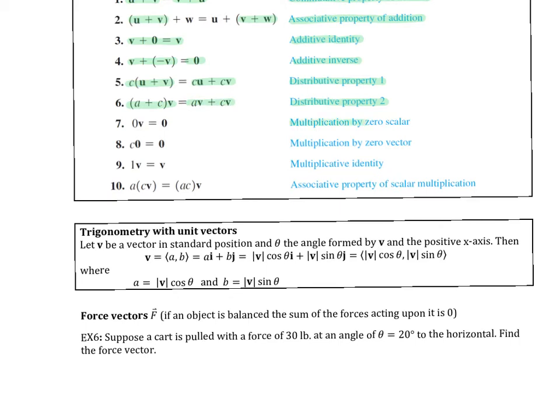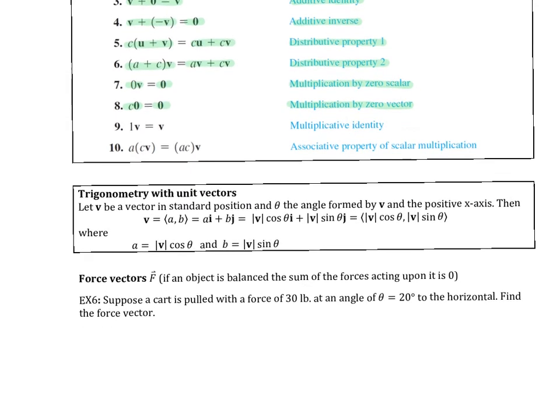We have multiplication by a 0 scalar, which is simply if you take any vector and you multiply it by the number 0, you get the 0 vector. But we also have multiplication by the 0 vector, which means if you take any scalar times the 0 vector, it's still the 0 vector. It remains unchanged.